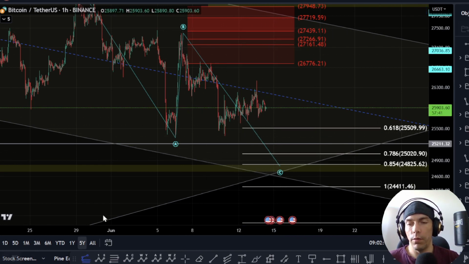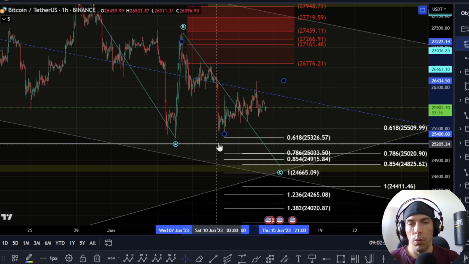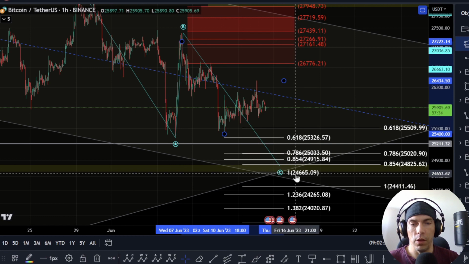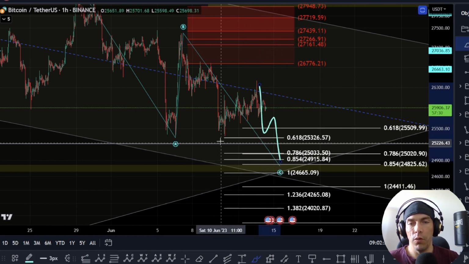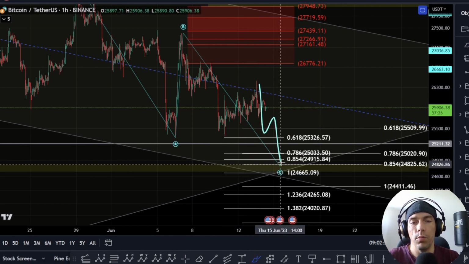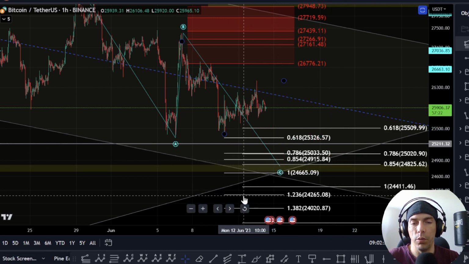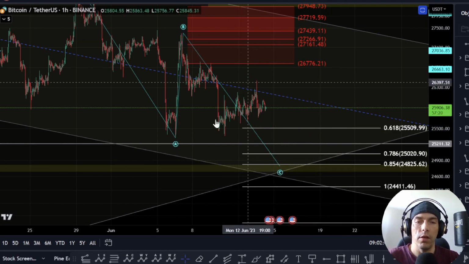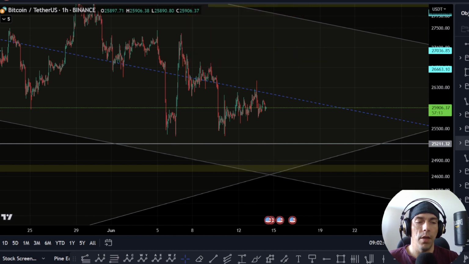Now if this is the case, effectively our wave 3 would not be allowed to cross the 1-to-1 of the wave 1, which would actually be down here at this 24,665. So what we'd be looking for is a 3-wave move that breaks this low but does not cross this 24,665, and then we'd be looking for a 3-wave up and another 3-wave move to the downside. So this is possible, but it's hard to say at the moment because this move is just looking corrective.